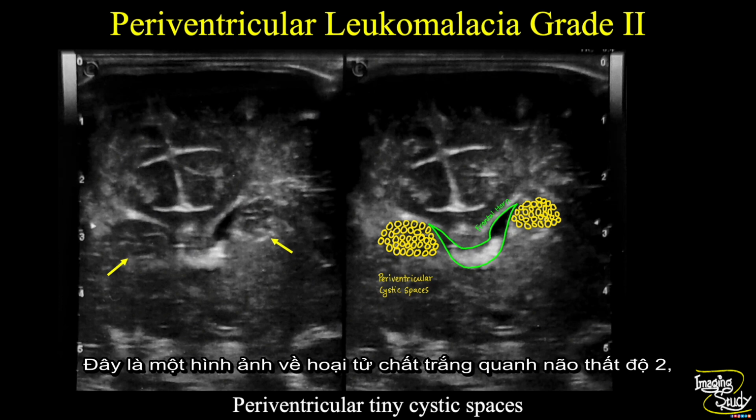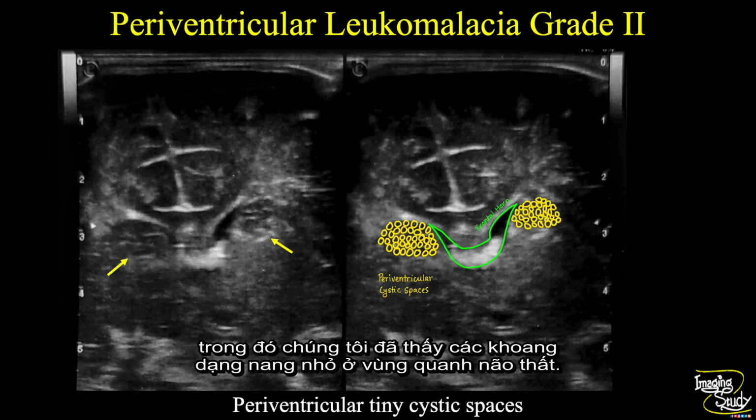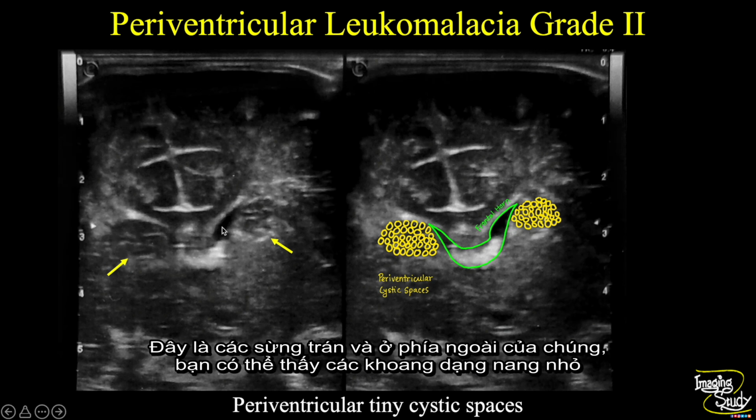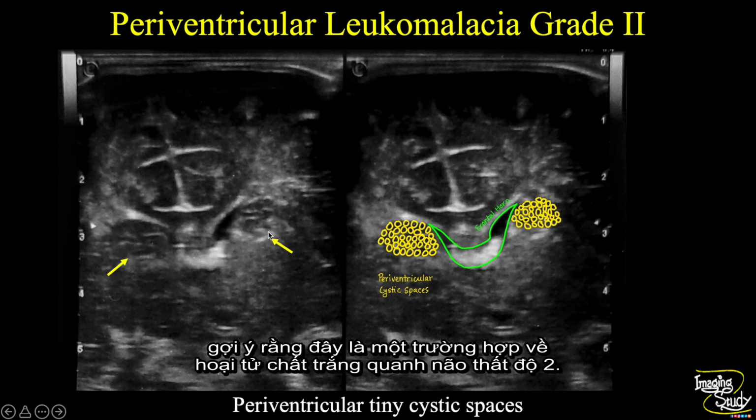Here's a picture of grade 2 periventricular leukomalacia where we have found tiny cystic spaces at the periventricular region. These are the frontal horns and lateral to it you can see tiny cystic spaces indicating it as a case of periventricular leukomalacia grade 2.